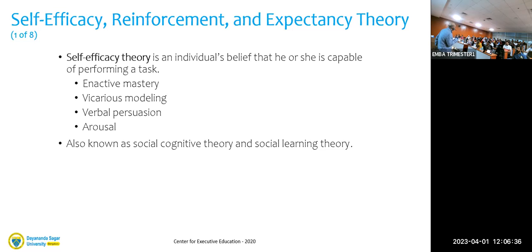And that is why you need role models. So Albert Bandura said that vicarious modeling is that you can actually learn by watching other people. You can learn quite a lot from watching others. So one is enactive mastery where you practice extremely hard. Two is by watching the right people, not the wrong people.